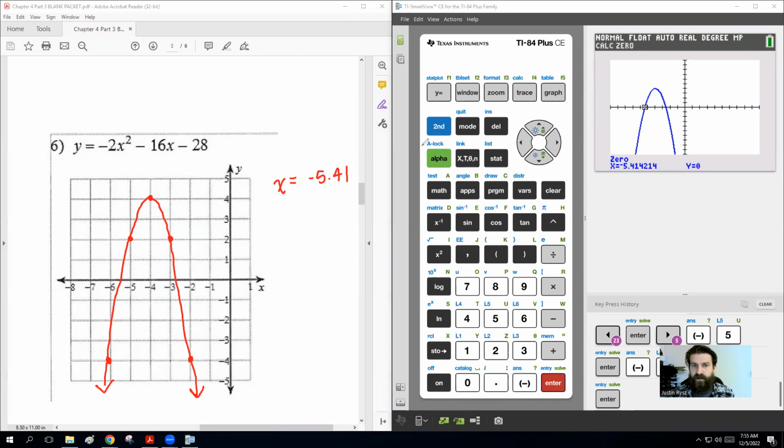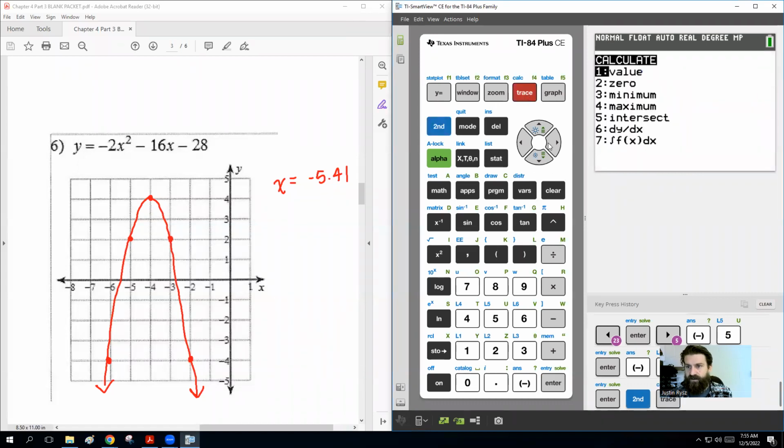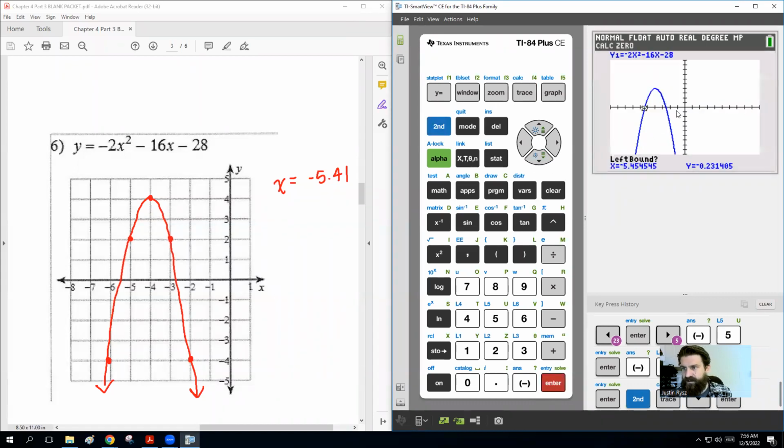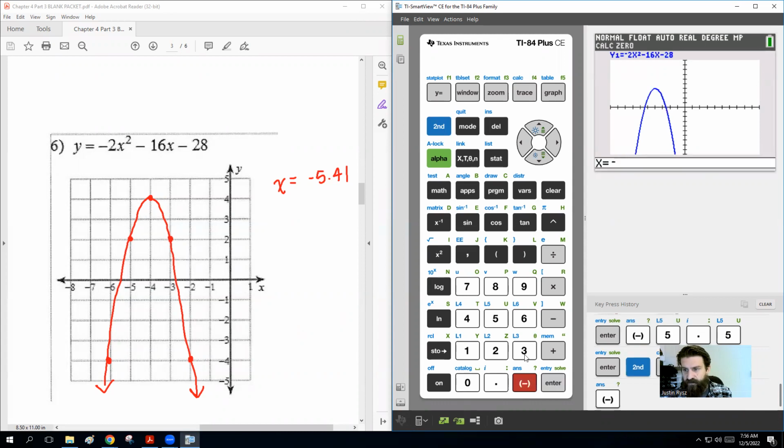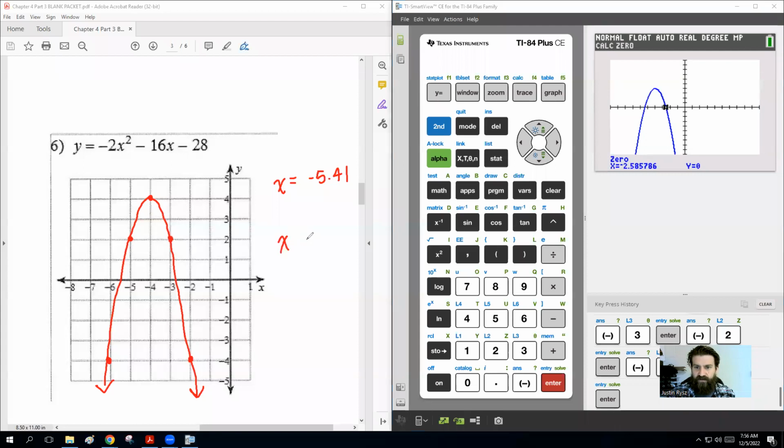All right, so we have to find the other one, and we go through that same process. So we press second, trace, and we say we're going to find a zero. I like to type in the number. So if I want to find this one here, I'm going to say -3 is to the left, -2 is to the right of it, and I'm going to guess -2.8. All right, and there we go. It will actually do the math. It finds it out. So the other answer is x equals -2.59 if we round to the second decimal place.